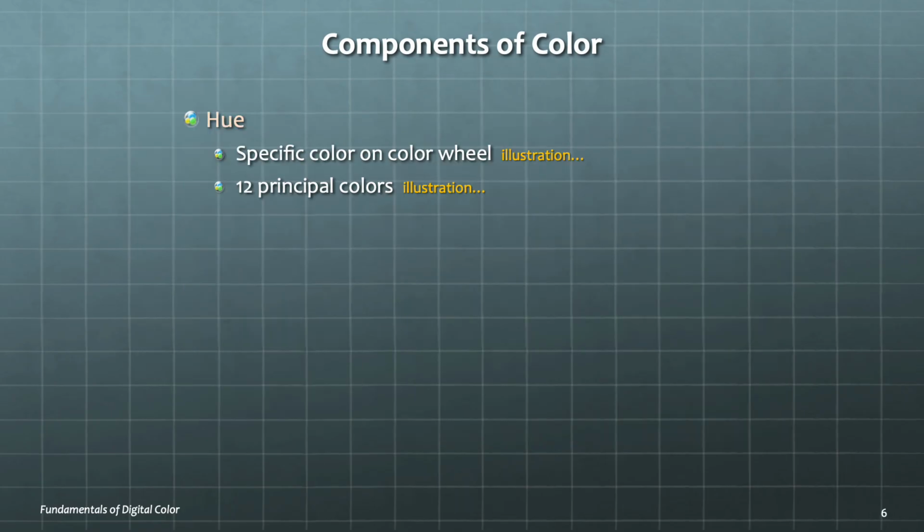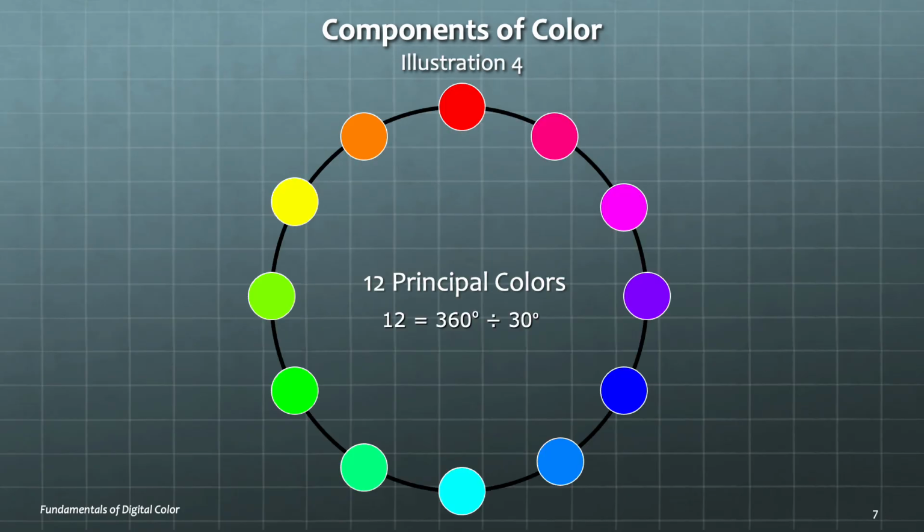There are 12 principal colors. These are the 12 principal colors used in the art and graphics world. These 12 colors are exactly 30 degrees apart from each other.